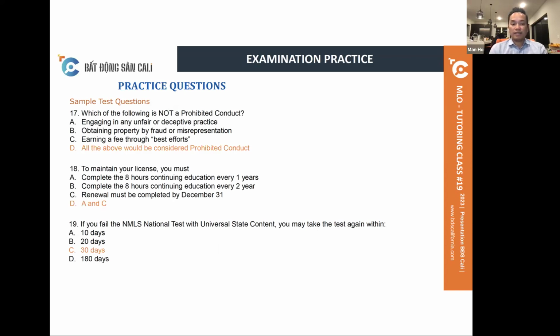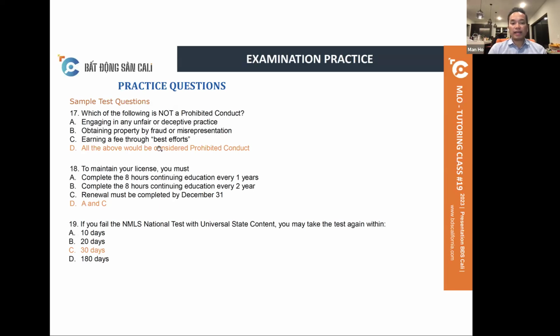So the not is the D. All of the above would be considered prohibited conduct. Okay, so prohibited conduct is A, unfair and deceptive practice. Prohibited conduct is fraud and misrepresentation. Prohibited conduct is earning a fee through best effort. Okay, you only collect the fee when you complete the loan. If the loan gets canceled, if the buyer doesn't want to move forward, allowed by the law, then you don't get any money.